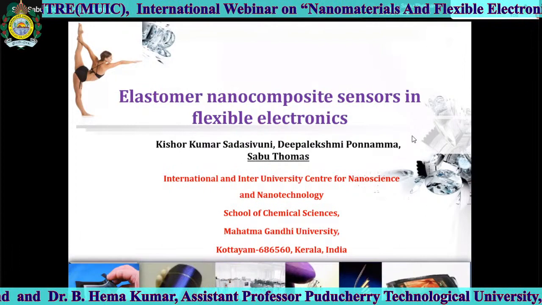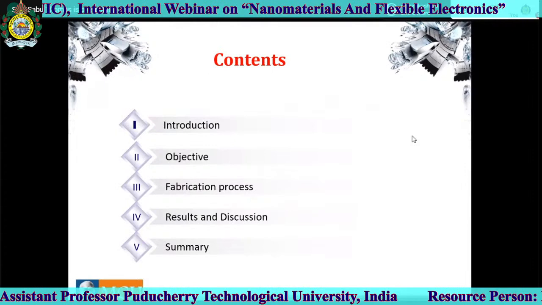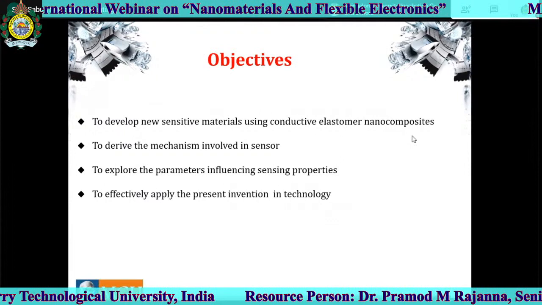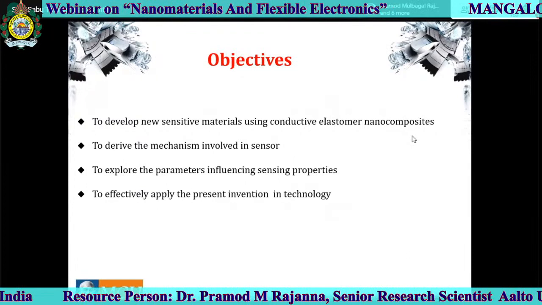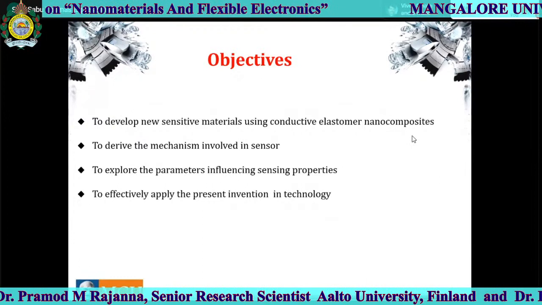My first slide indicates the summary of my presentation, a small introduction. I'll talk about the objectives, how we fabricate these flexible electronic materials, and then I will show you some of my results and summary. The main objective of today's presentation is to introduce new elastomeric materials, new rubbery materials for flexible electronics. And I will show you the mechanism of these flexible materials, how they really operate, how they sense different properties.